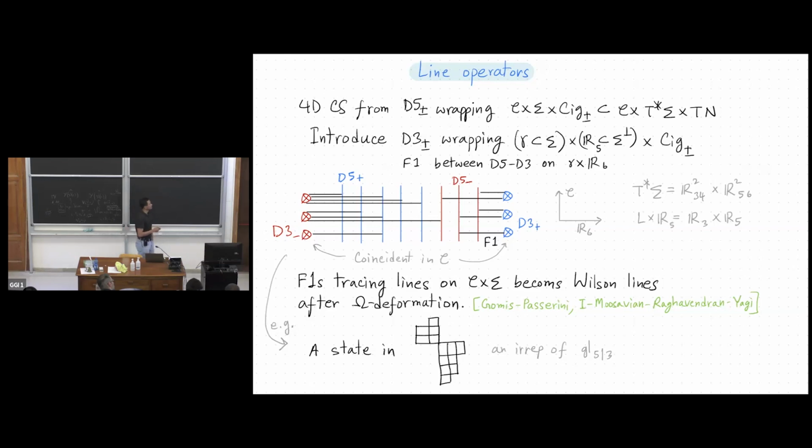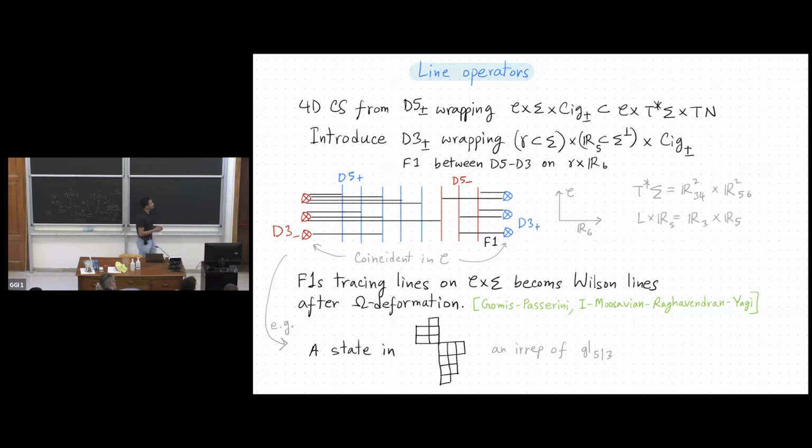And this is kind of the picture of what is going on. So I have the D5s, which eventually become the Fortune-Simons. I'm introducing D3s, and they can form bound states using fundamental string stretched between them. So for example, we can tabulate all the supersymmetric states in terms of states and representations.